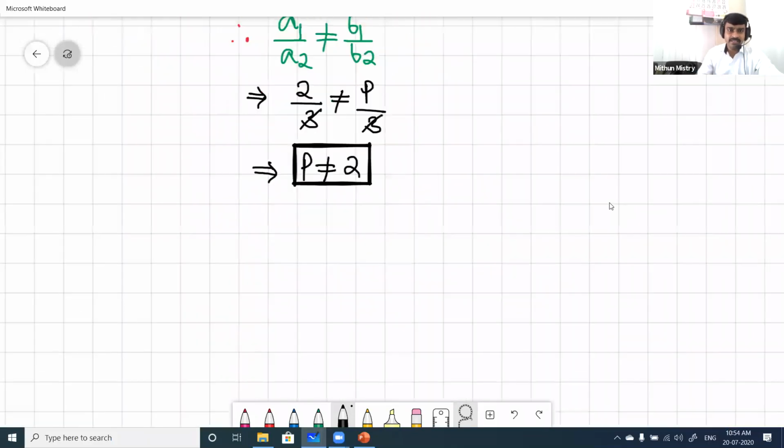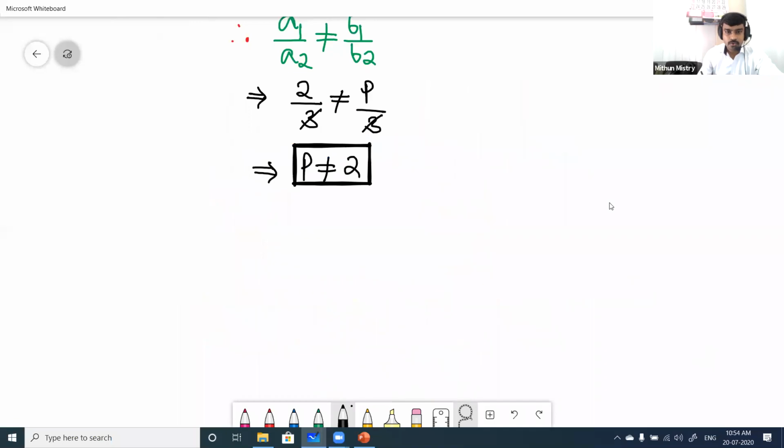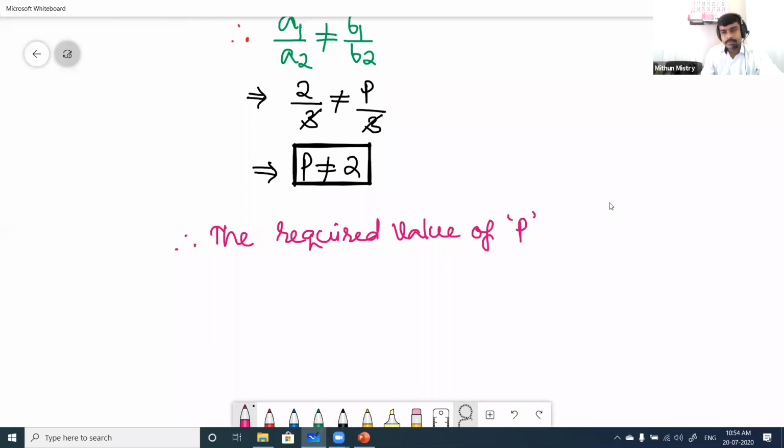Now where is 3? Where is 7? Sai Dikshit, I did not get, no. So here I will be writing, therefore the required value of P is all real numbers except 2.